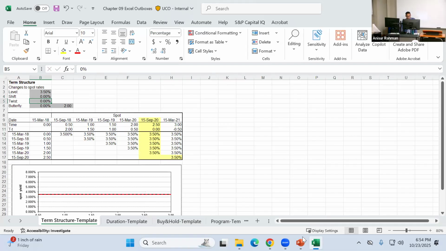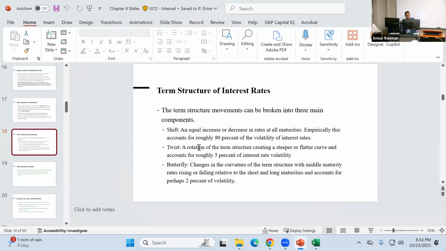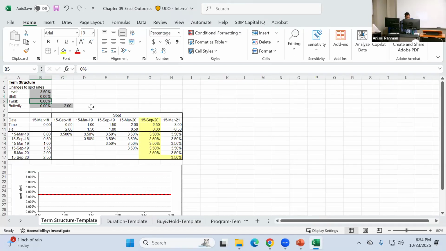Now, what is twist? It says twist is rotation of the term structure, creating a steeper or flatter curve. So let's see what happens. In case of twist, positive 1%. See what happens? It becomes steeper. Now, negative 1%, flatter. So this is what it means by twist.